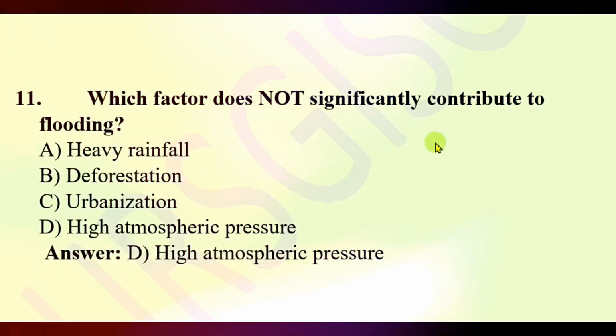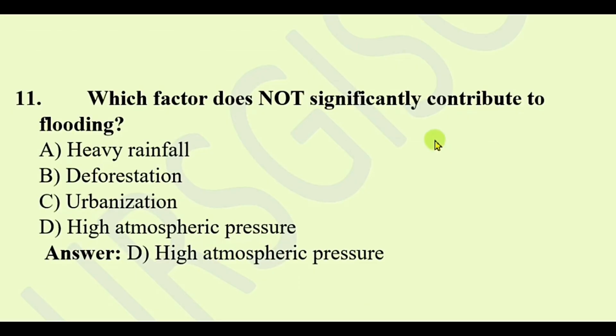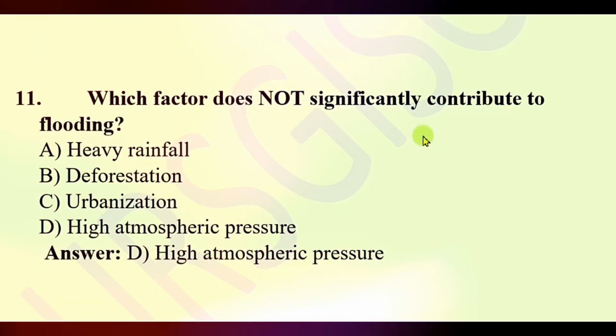Category, floods and droughts. Question number 11. Which factor does not significantly contribute to flooding? Heavy rainfall, deforestation, urbanization, high atmospheric pressure. Here the right answer will be high atmospheric pressure.